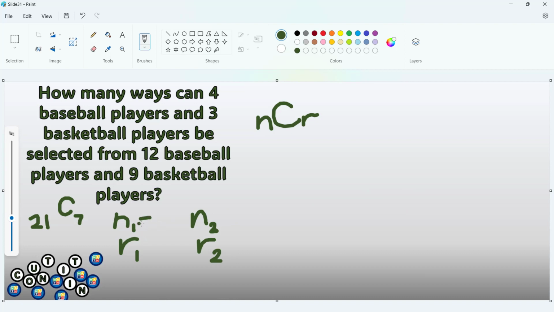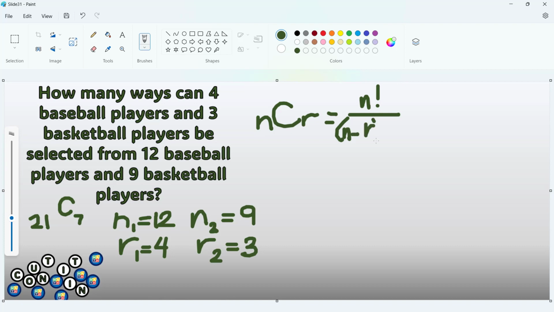We have a total of 12 baseball players, and we are going to select 4 out of them. As for the basketball players, the n sub 2 and r sub 2, there are 9 basketball players and we would like to take 3 from them to come up with 7 players taken from 21. So take note that the formula for the combination is n factorial over n minus r factorial times r factorial.